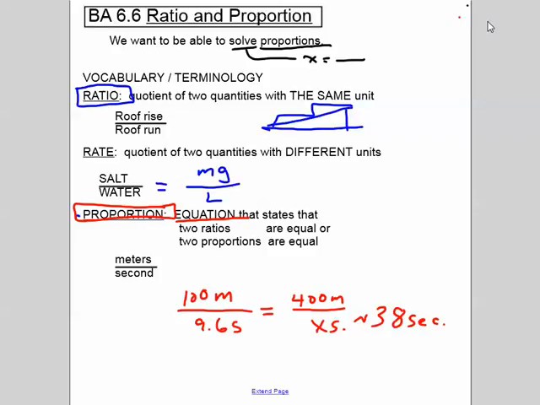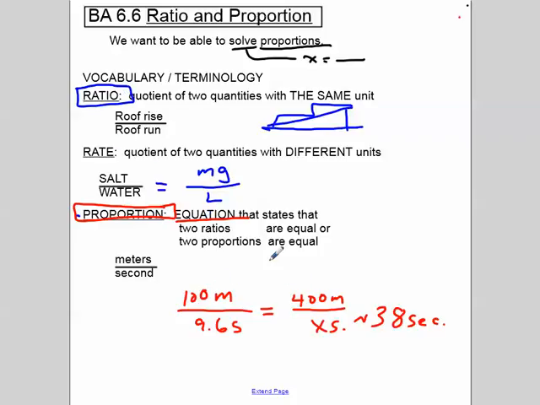All right, we're doing ratios and proportions. Ratios, as a reminder, are just a fraction, a quotient of two quantities that are the same. A rate would be a quotient, again a fraction, of two quantities that are different. A proportion would be an equation with two rates or two ratios equal to one another.